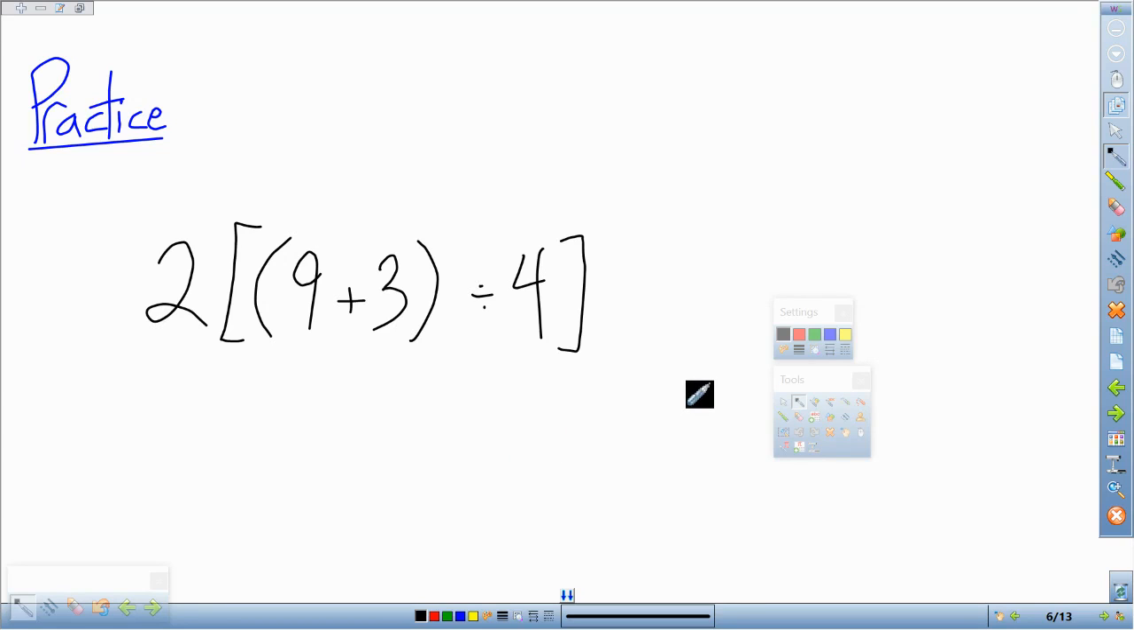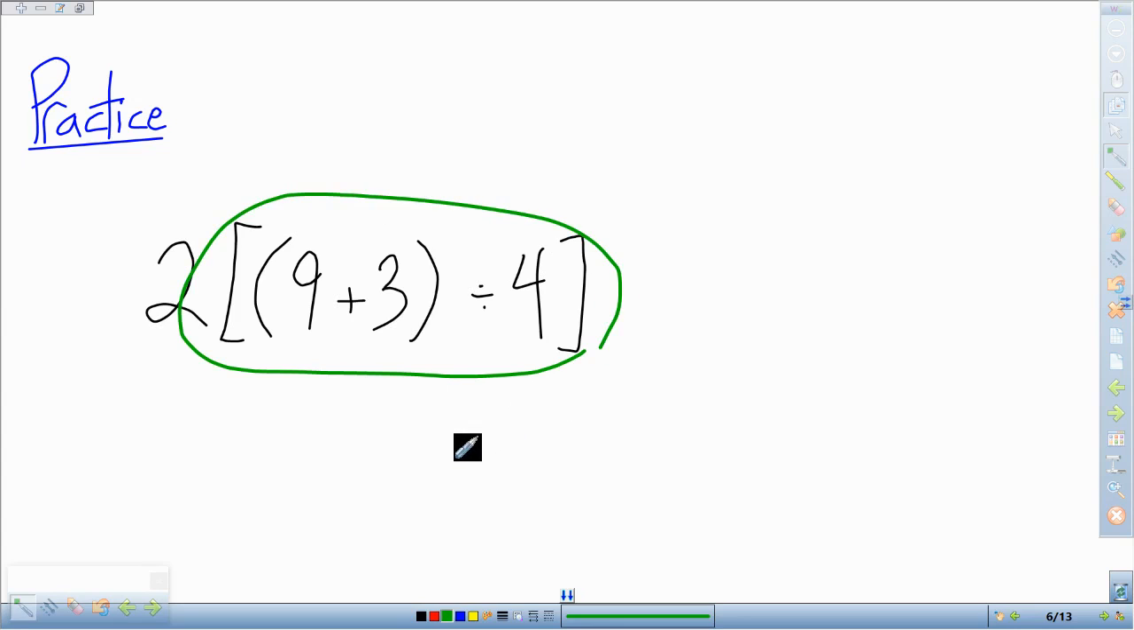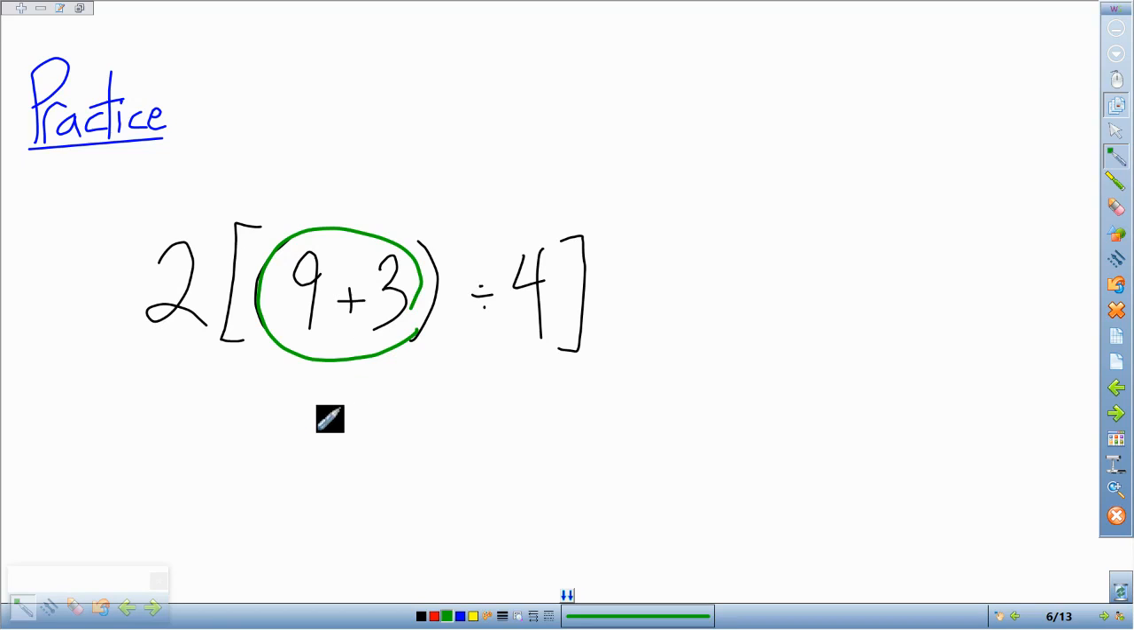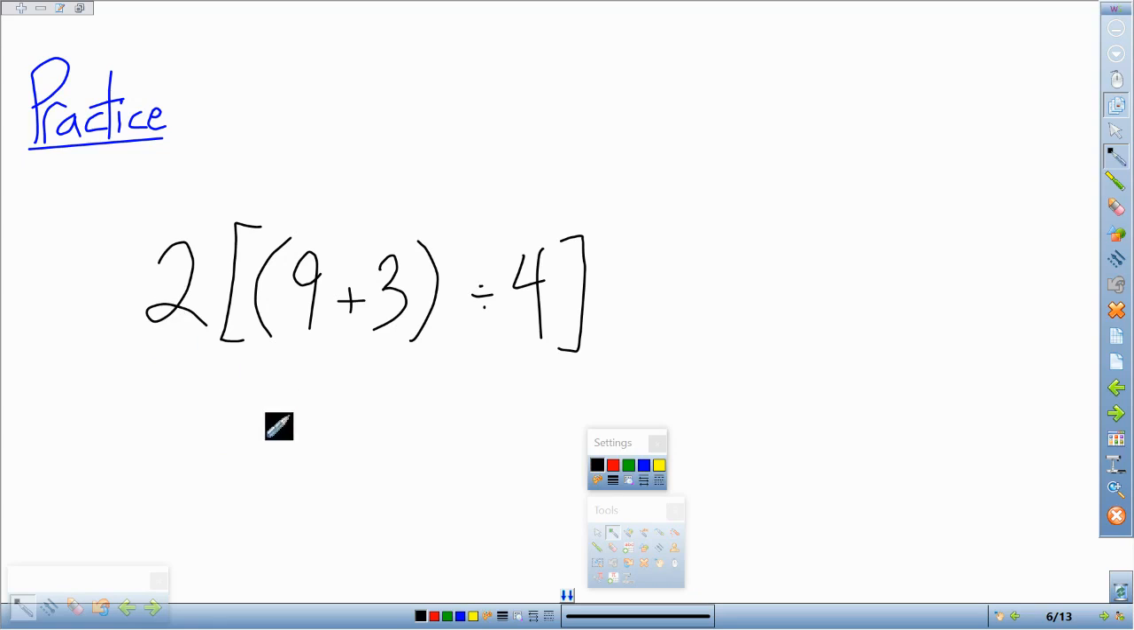Okay, so we're back here, and let's see how you guys did on this. So just like the last problem, we have some brackets. Okay, next thing I notice, within our brackets, we have some parentheses. So that's where we got to start. All right, so that is the first thing we'll do. Looks like we're getting a 12. So let's go ahead and write it out.